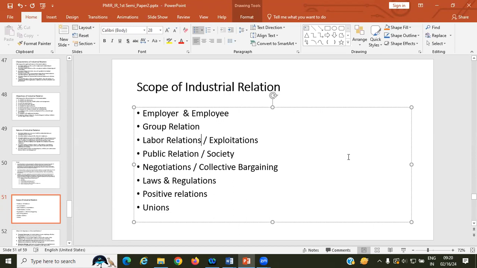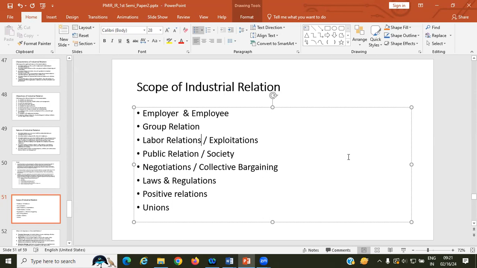Then you have to talk to the employer. That kind of negotiation is one main component. Collective bargaining, which we studied earlier, is the main component of industrial relationship. So it includes the negotiation, the talk, laws and regulations. There are different laws and regulations implied for the smooth running of the industry.